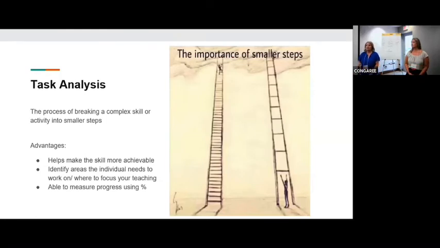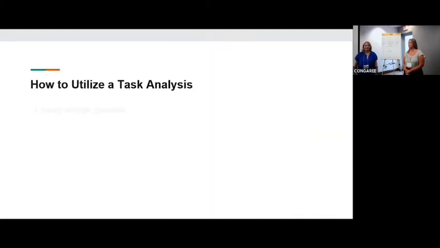It also helps us to identify the area where the individual needs help. Maybe they don't need help with that whole huge process. They just need help on one small step. So we can help them there, and these will help you identify that small step. And again, it helps us to measure the progress using a percentage. So it'll help you with your data collection. I know everybody loves data collection.